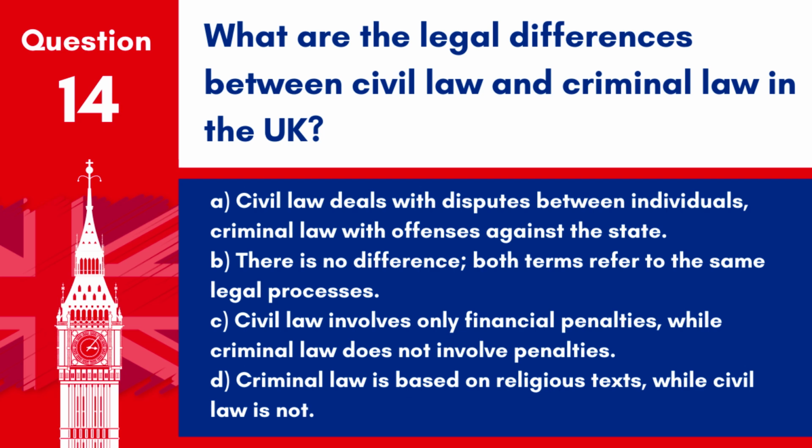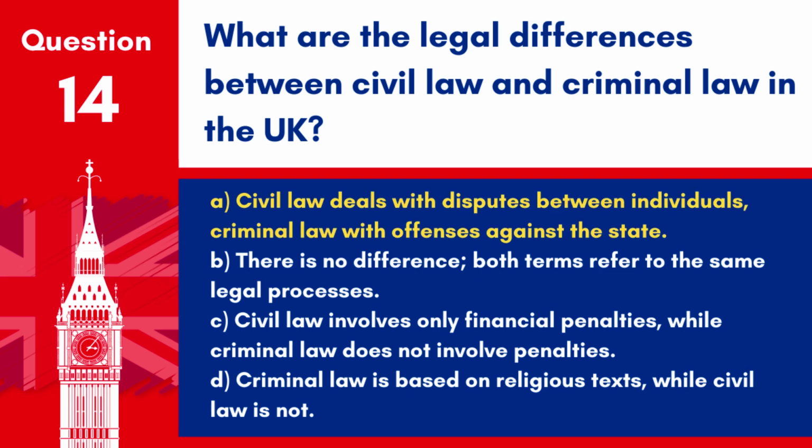Question 14. What are the legal differences between civil law and criminal law in the UK? A. Civil law deals with disputes between individuals, criminal law with offences against the state. B. There is no difference. Both terms refer to the same legal processes. C. Civil law involves only financial penalties, while criminal law does not involve penalties. D. Criminal law is based on religious texts, while civil law is not.